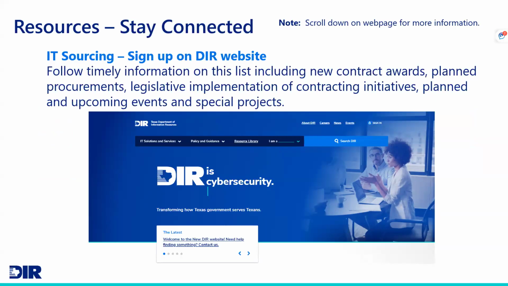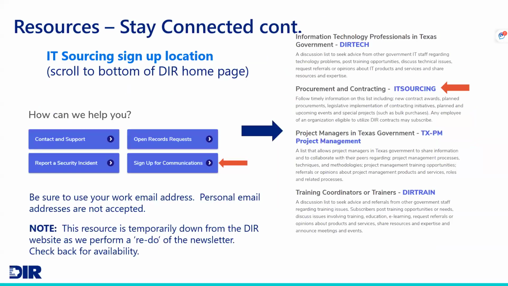Some things are procurement related, some things are contract related, and you can find those signups if you go to the home page, dir.texas.gov, and then scroll to the bottom of that home page. You'll find 4 blue boxes. One of them says sign up for communications. Once you click on that, you'll be taken to a list of many different things that you can sign up for. We've taken down the IT sourcing newsletter temporarily because we're redoing it, so give us a chance to get that redone before we repost it. But there are different things that you can sign up for on DIR to stay connected with us.